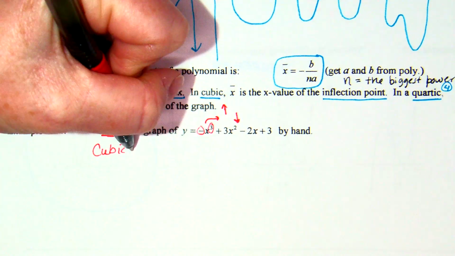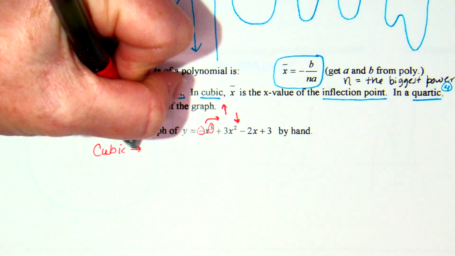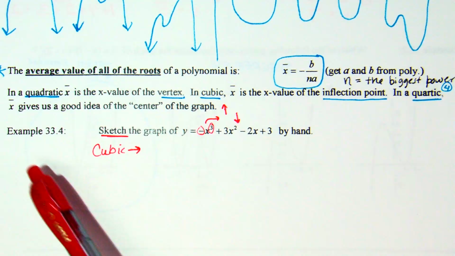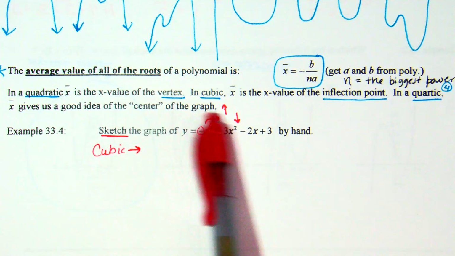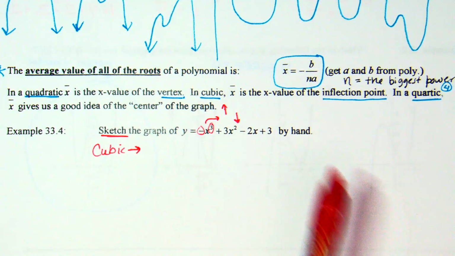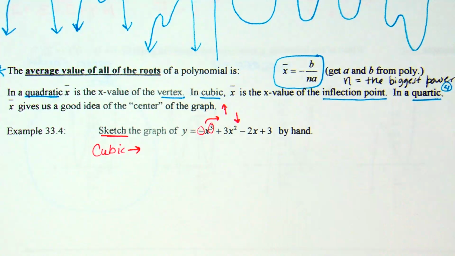Now, one of the things I do want to find, because it's a cubic, obviously we were just given a formula, right? Because it's a cubic, what can this formula find? The average value of all the roots, what is it in the cubic? Inflection point. So that's something we can find. Now, in order to use that formula, we need to know n. N is the biggest power. What is the biggest power in a cubic? 3.